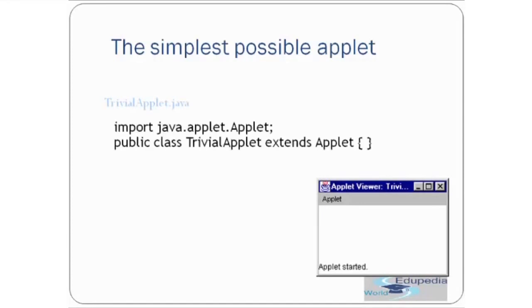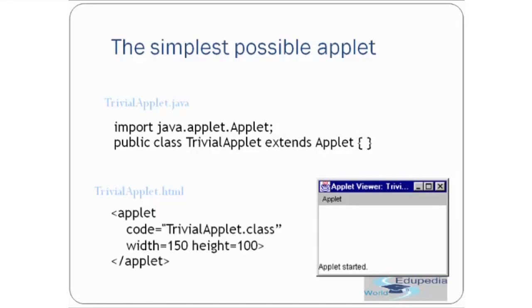As far as the code goes, we have a class, TrivialApplet.java, and in that we have a class TrivialApplet which is extending the class Applet. We have imported the Applet class and are simply extending Applet. Then we have created TrivialApplet.html. In this HTML file, we are writing the HTML code with the applet tag.